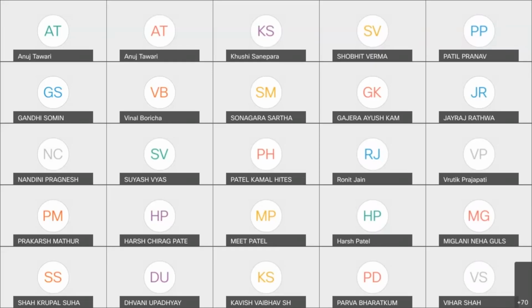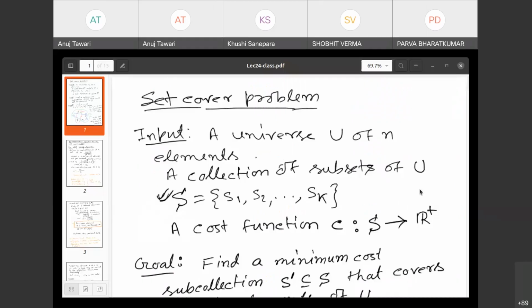So let me just change the slide. I hope you can see the next problem. This is another problem which we covered during reductions. I think we gave a reduction from set cover to vertex cover. Yeah, if I'm not mistaken. Or maybe independent set it was.